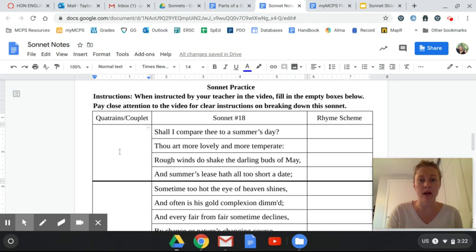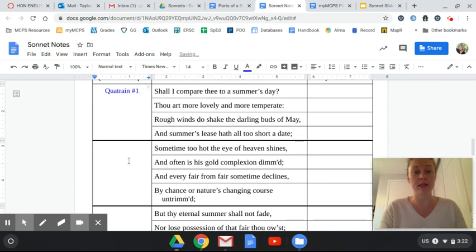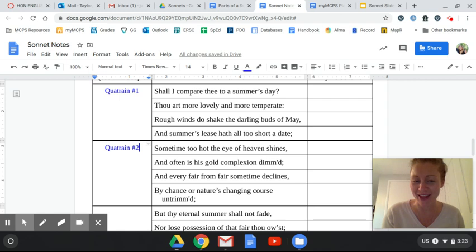So, quatrains and couplet. This is quatrain 1. So we would mark this as quatrain number 1. And you can mark yours as well. You should be marking yours while I go through it here. This is quatrain number 2. Now you'll see over here, you're marking it quatrain 1. How many lines are in a quatrain? Say it out loud. 4. That's right. Good job. There are 4 lines in a quatrain.